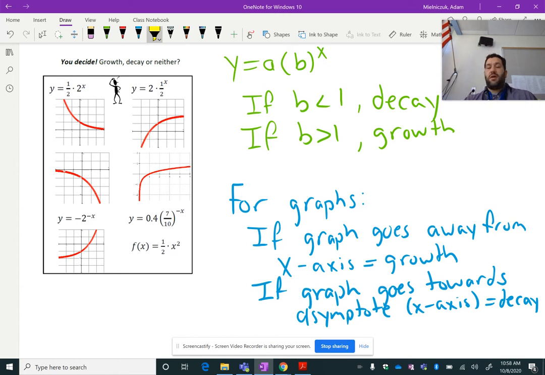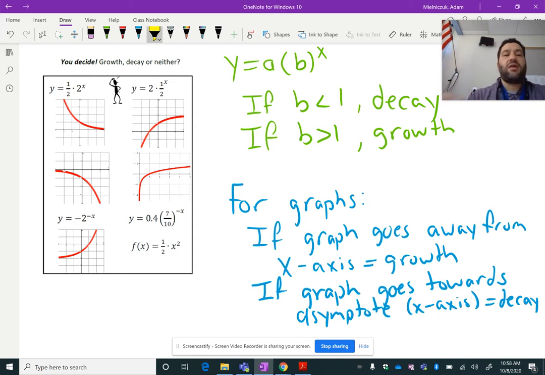For graphs, an easy thing to remember is if the graph goes away from the x-axis, it's growth. That means it can go up above the x-axis, but it also means it can go below the x-axis. If the graph goes towards the x-axis as an asymptote, that's decay because that means it's getting closer and closer and closer to it, but never actually getting there.